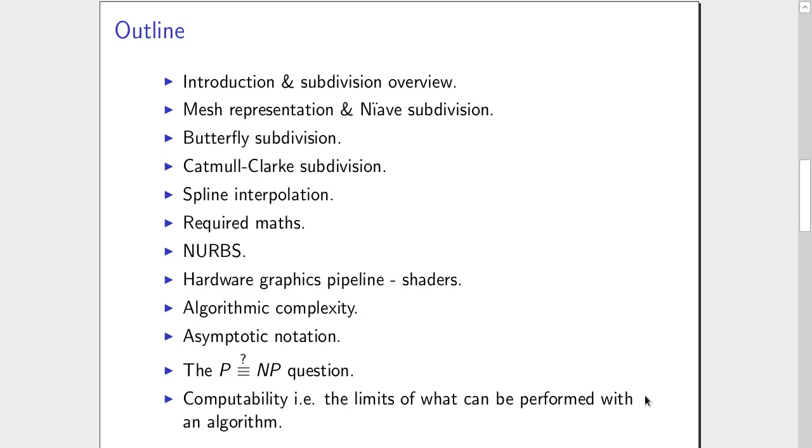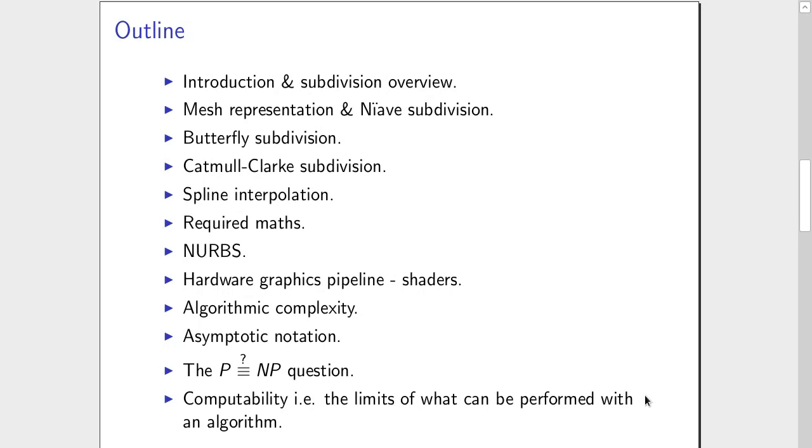We'll have a look at mesh representation. We'll have a look at a specific algorithm called butterfly subdivision. We'll then have a look at Catmull-Clark subdivision. We'll have a look at some spline interpolation, and we might need some required math for the spline interpolation. It's really cool. Given a number of points drawn on screen, how do you interpolate a smooth curve through those?